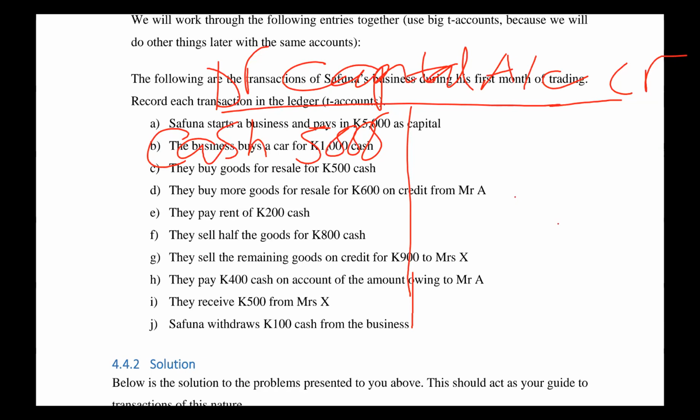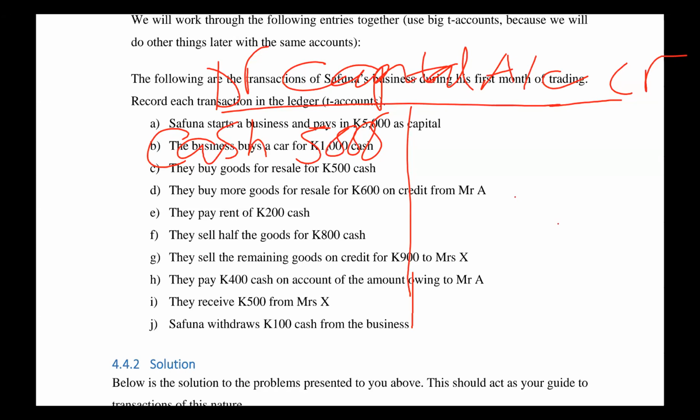They buy goods for resale for 500 kwacha cash. Okay, which two accounts are involved in this? I think that's very important to learn to identify. Which two accounts are involved? One of them is a cash account, sir. Okay, the cash account is involved. What about the other one? Purchases account. The purchases account, okay?